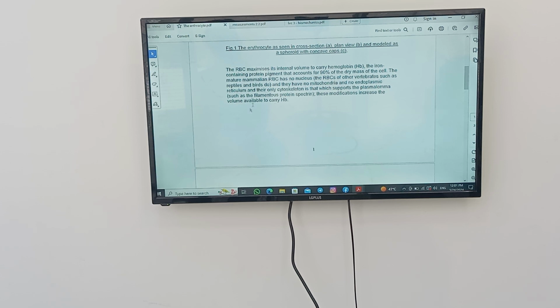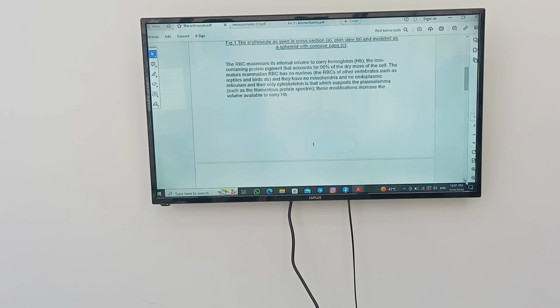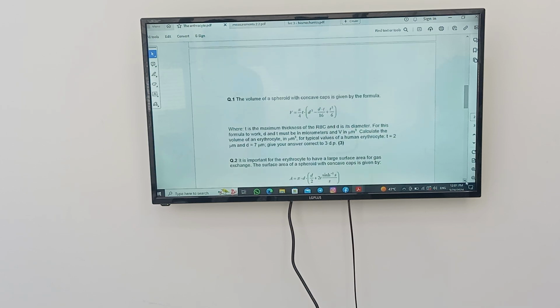So basically, this says that the RBC has a concave shape and doesn't have any internal organelles like mitochondria or endoplasmic reticulum, because this helps the RBC carry the maximum amount of hemoglobin throughout the human body. This is the main reason why the RBC is concave.